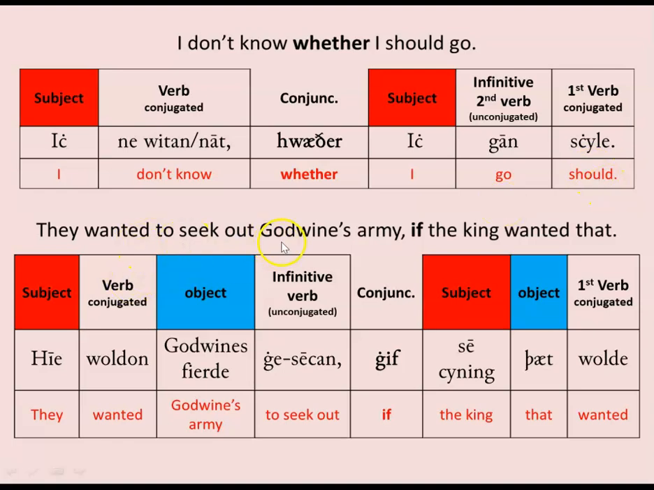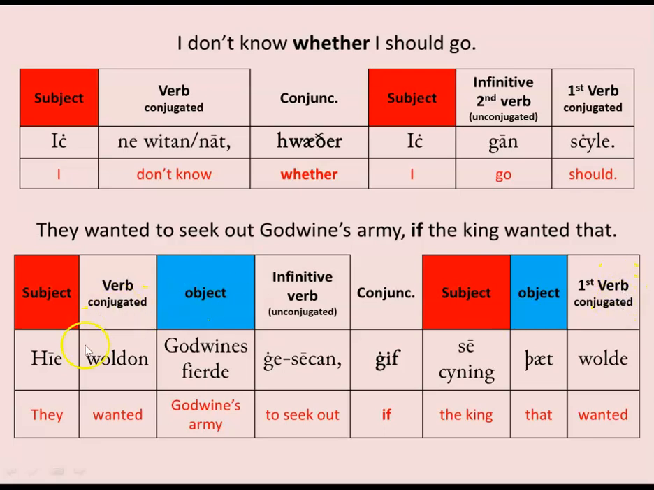They wanted to seek out Godwin's army if the king wanted that. I lifted this from some original piece of Old English text. So we have the subject, verb, object. The second verb goes to the end in its infinitive form. That's the main or independent clause. Then we have a conjunction if joining it, and in the subordinate clause or the dependent clause, you have subject, object, and a verb at the very end.